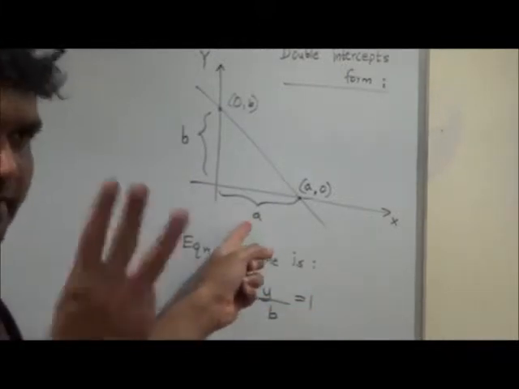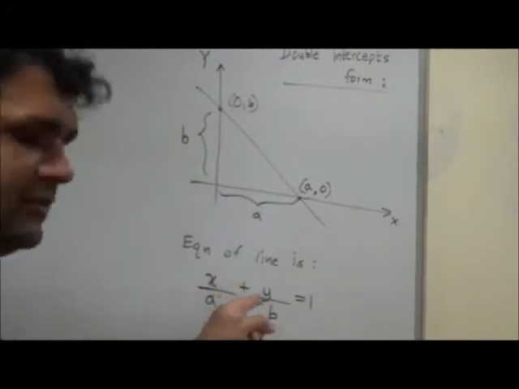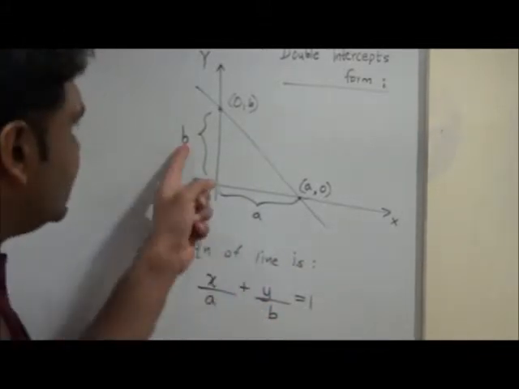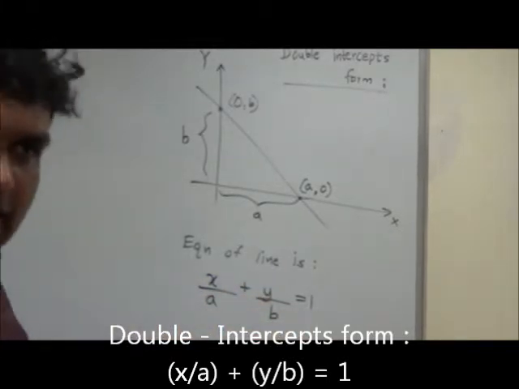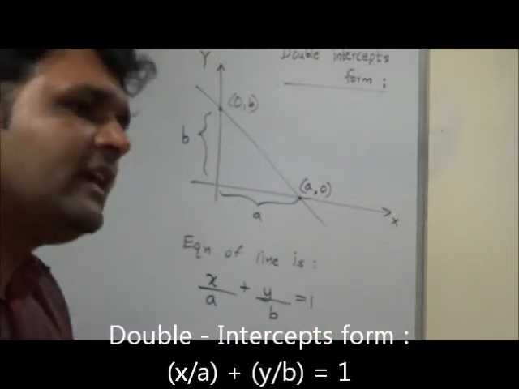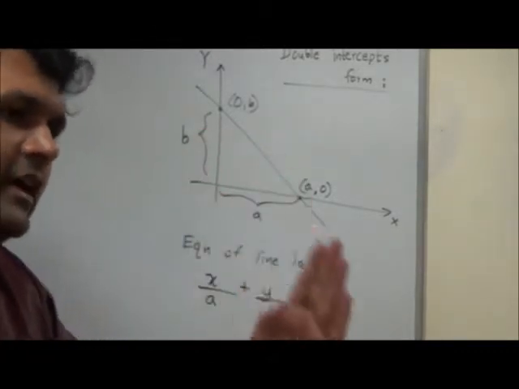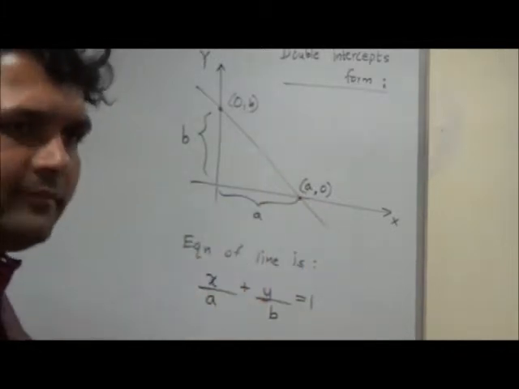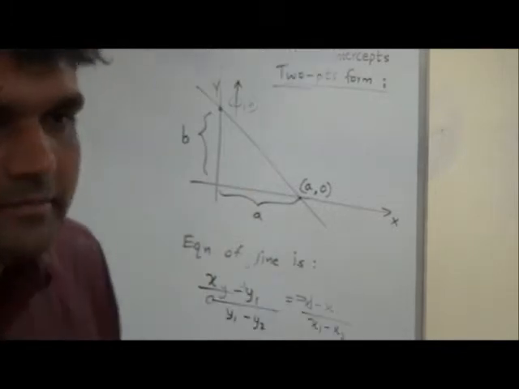Whatever is the x-intercept, if it is 3, then x by 3 we will have to put, plus, whatever is the y-intercept, y upon that number. If this is 2, y by 2 equal to 1. So x by 3 plus y by 2 equal to 1 is the equation we will get. Take LCM etc. You will get an equation in terms of x, y and constant term. Always equation of a single line will be in terms of x, y and constant term. Any problem so far? This is double intercepts form because we know both the intercepts.